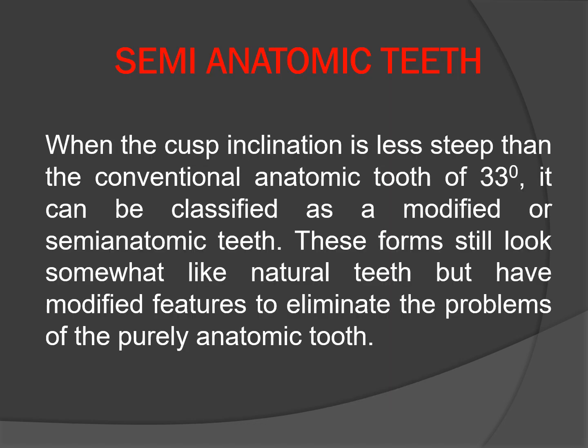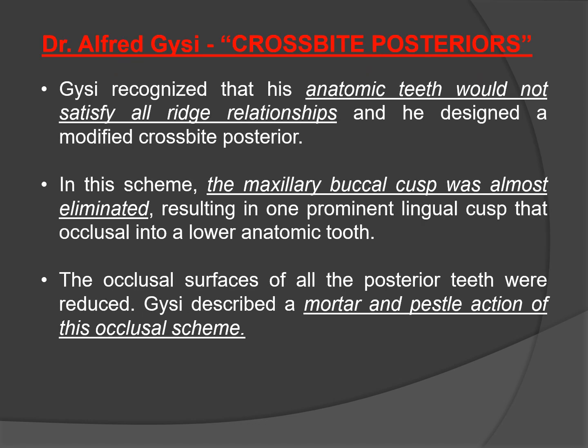Semi-anatomic teeth are teeth which are less than 30 degrees, or range from 20 to 30 degrees. Alfred Gysi introduced the crossbite posterior. This crossbite posterior is also the primitive precursor for the occlusal scheme called the lingualized occlusal scheme, as these occlusal surfaces had a mortar and pestle action.